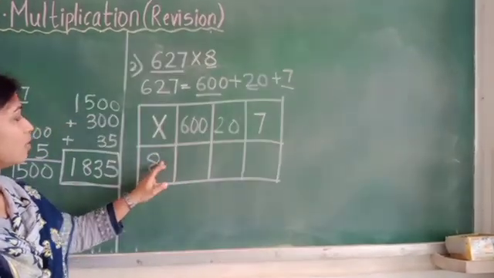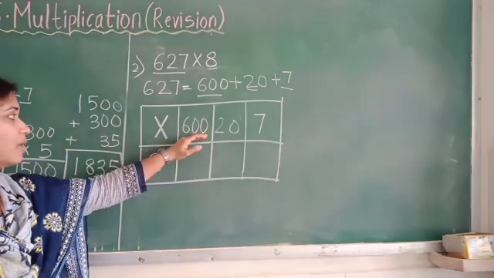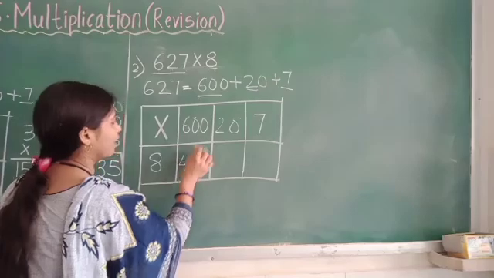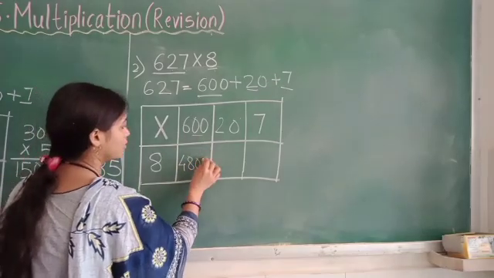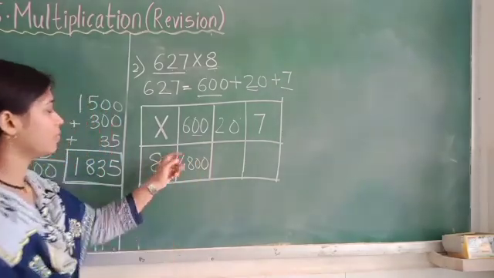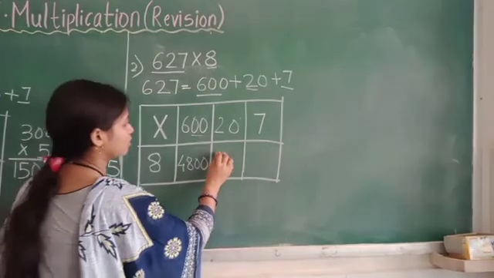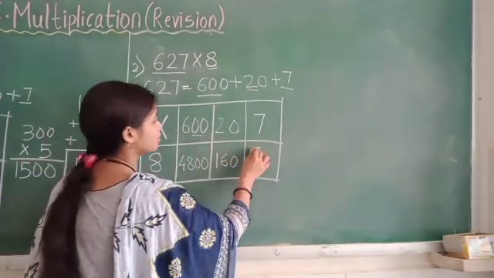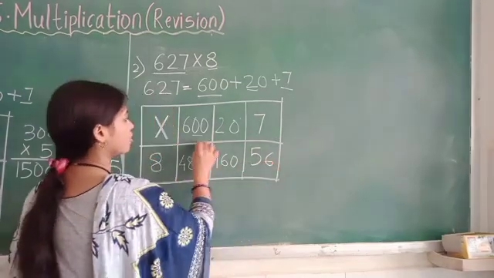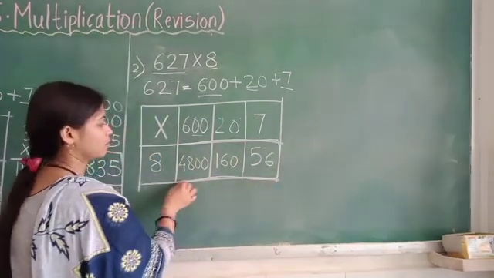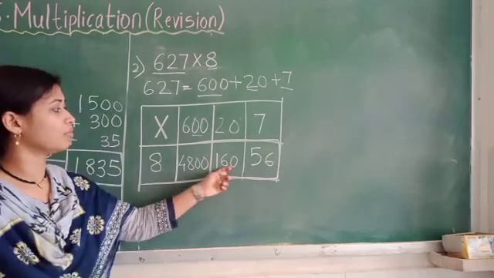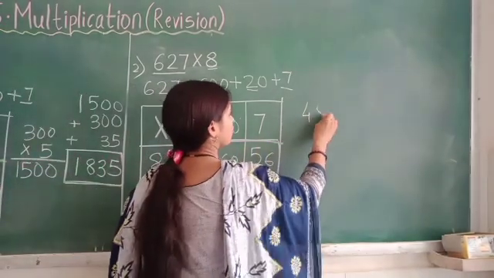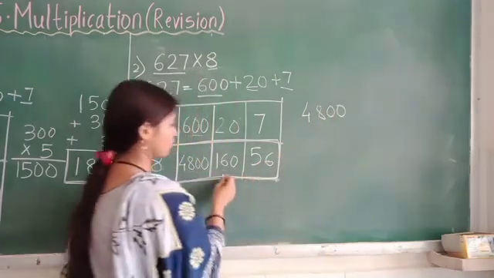Now first what we will do? 8 we will multiply by 600. What is 8 6s? 48, and 2 zeros of 600. 8 multiplied by 20 is how much? 160. 8 7s is how much? 56. Now these three numbers which we have got, we will add together. What is our first number? 4800. What is the second number?